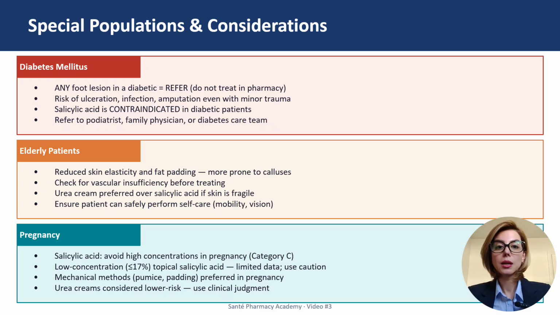Last group here is pregnancy. High concentrations of topical salicylic acid should be avoided in pregnancy. Mechanical methods such as pumice stone and padding are the preferred approach. Urea creams are generally considered lower risk. When in doubt, recommend conservative measures, and consult with the patient's obstetric care team.